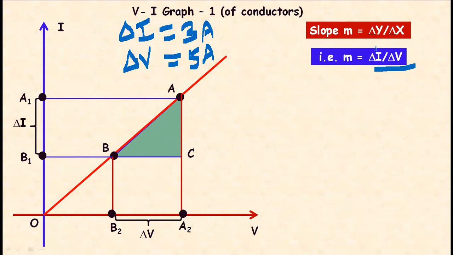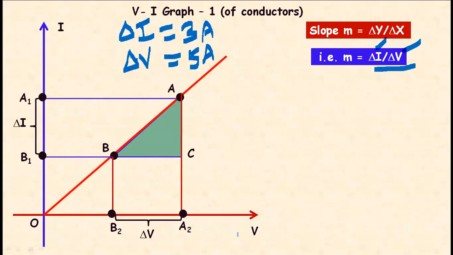So in the numerator, we have change in current. Change in current is nothing but current. And in the denominator, we have change in voltage. Change in voltage is nothing but voltage. You know, voltage by current, that is V by I, will give me resistance as per Ohm's law.